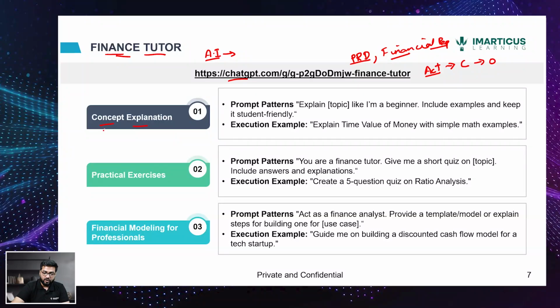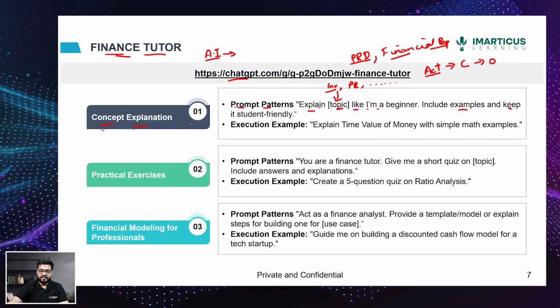So first we go for concept explanation. How do we want ChatGPT to act for us? We want ChatGPT to act as a teacher. So we are setting up a prompt: explain the topic we are interested in. Explain investment banking, explain portfolio risk items, explain the other terms that we have. Explain the topic like I am a beginner. Include examples and keep it student friendly.